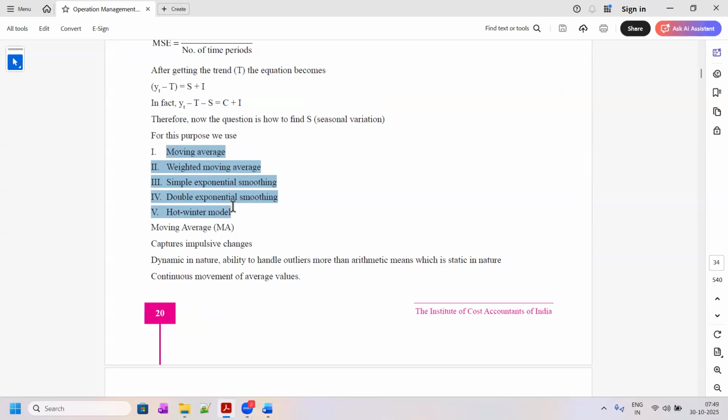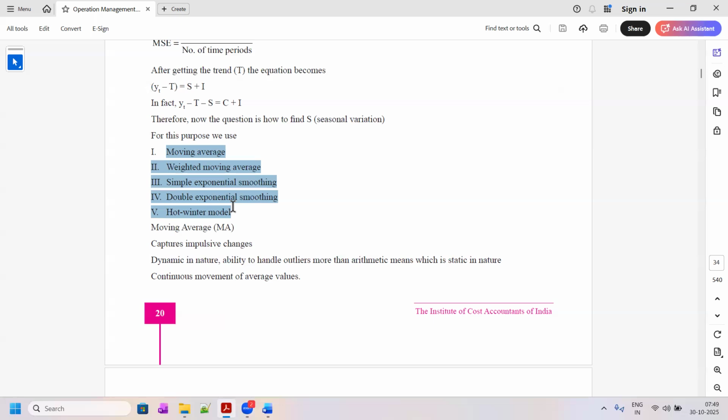Basically, these methods I'm talking about, the moving average, weighted moving average, simple moving average, or double exponential smoothing method, all these methods will help us to calculate the seasonal variation.